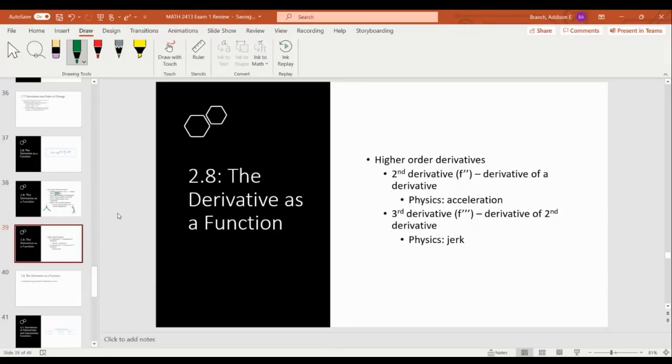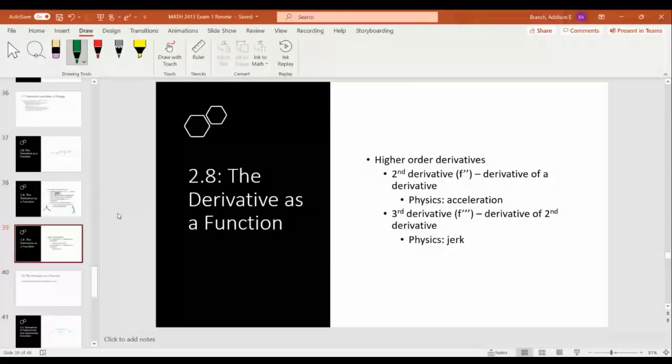And when we're talking about derivatives, you can also have higher order derivatives. So whenever we take the derivative of a derivative, that's going to be called our second derivative. And sometimes they may give you an applied physics problem. So whenever you see something like that, the second derivative is associated with acceleration. And then they could also ask you to find the third derivative. So that's just going to be your derivative of your second derivative.